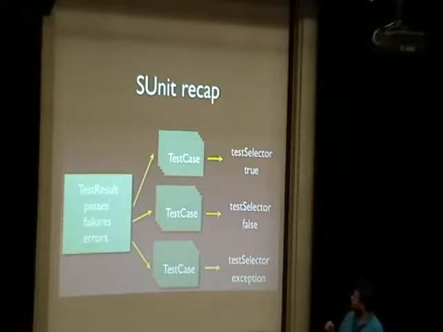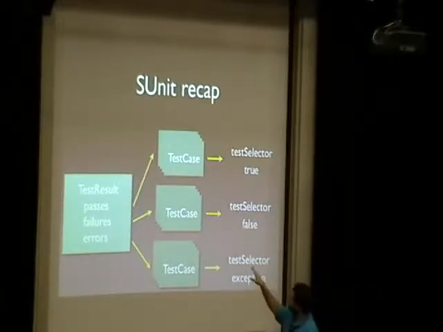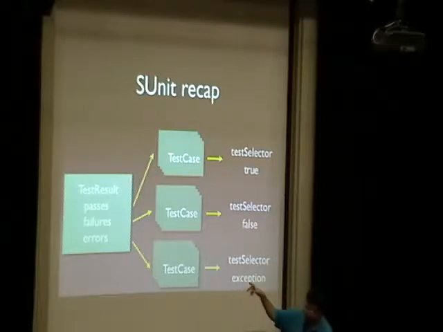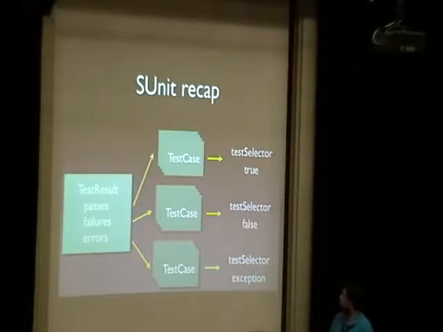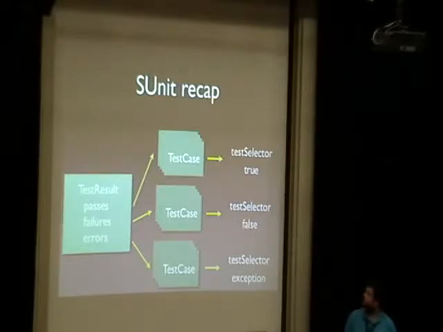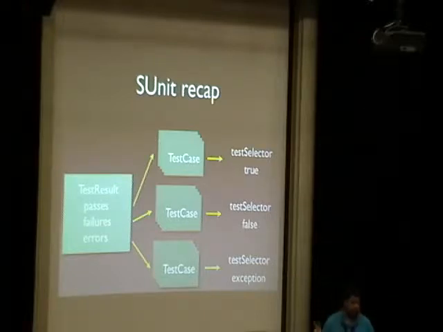So, as you know, basically what happens with ESUG is that when we run a test, we get this test result that has these instances of test cases categorized by passes, failures, and errors. And basically, what that is telling us is that a particular test selector passes something along the lines of self-assert true, and failures are something along the lines of self-assert false, and the other ones just blew up.